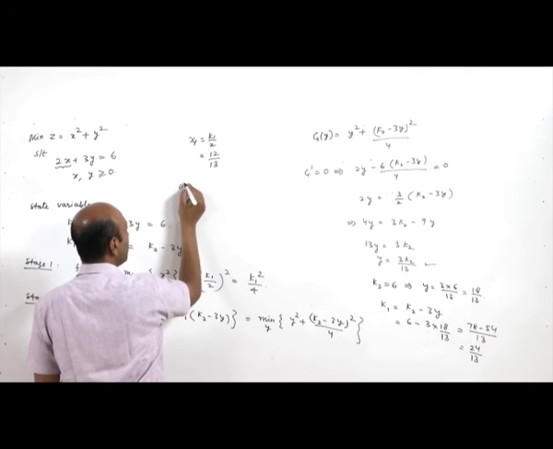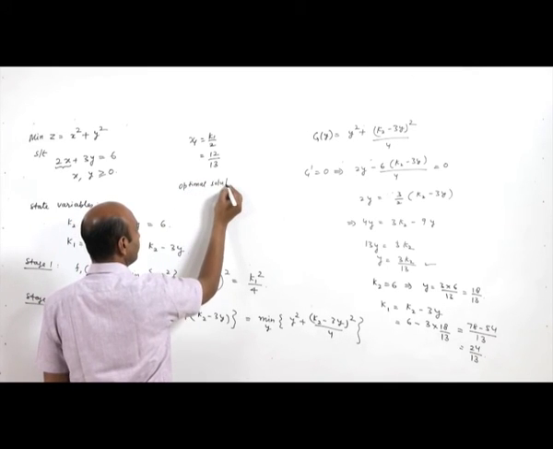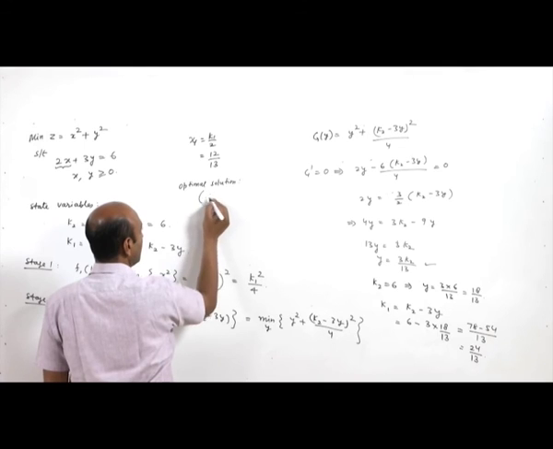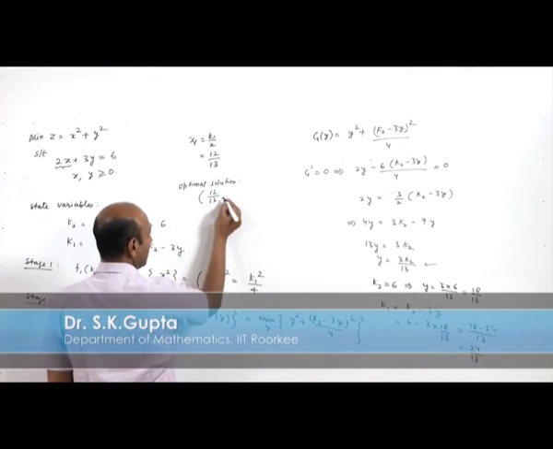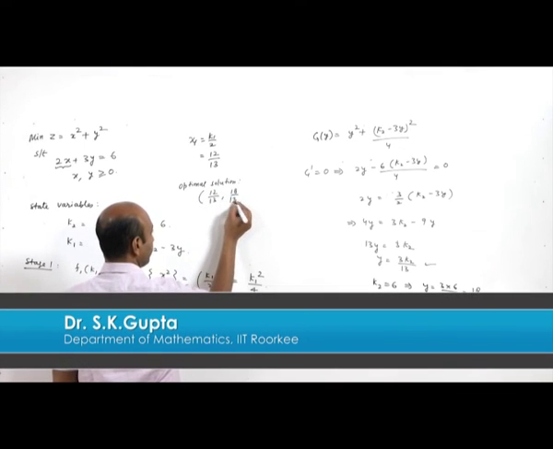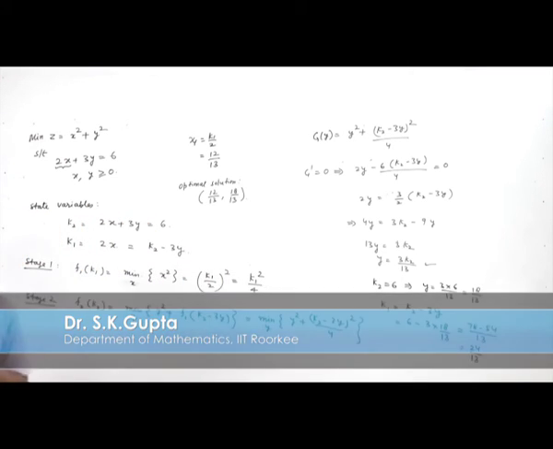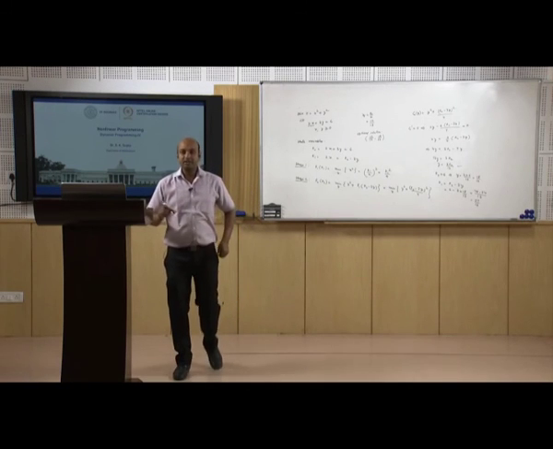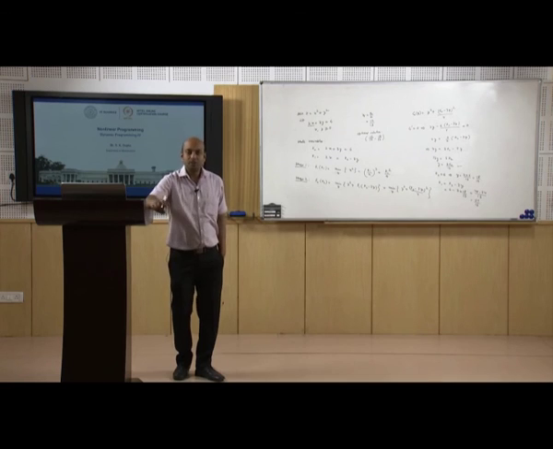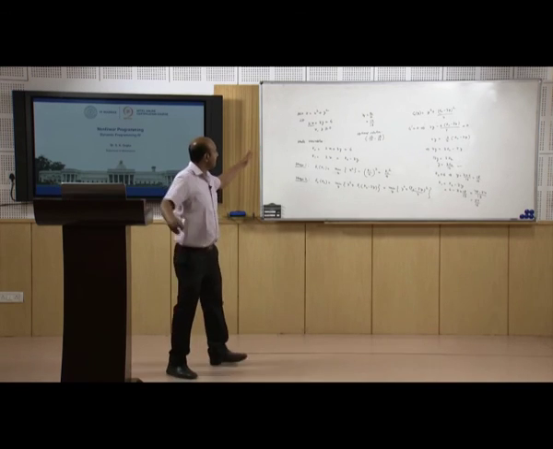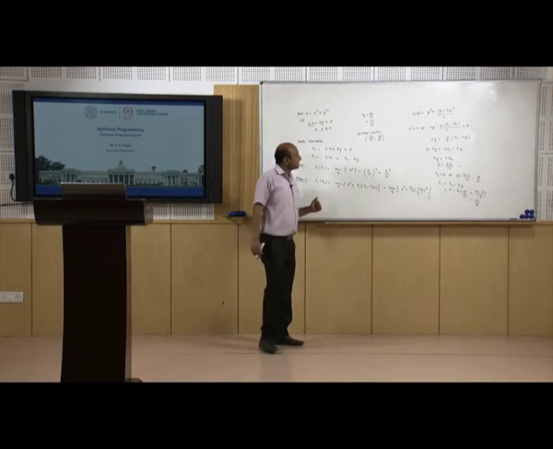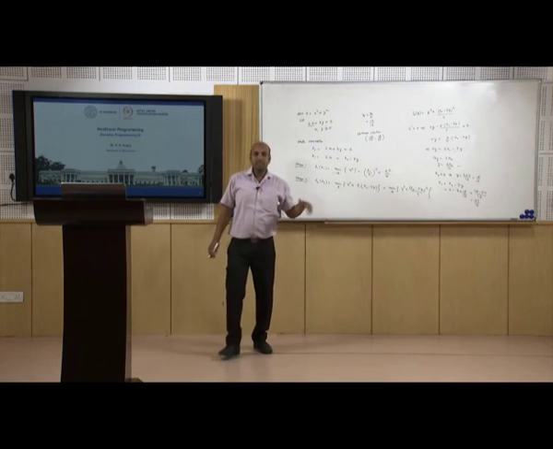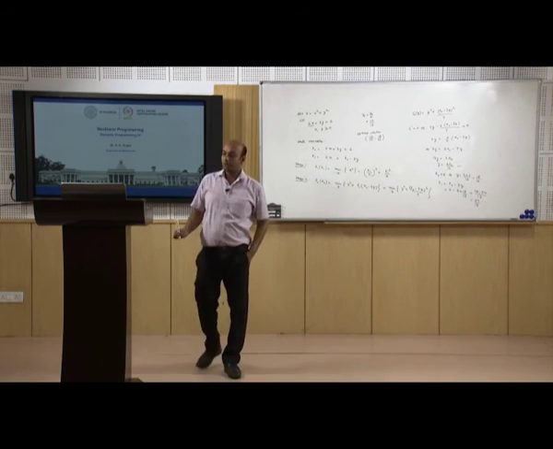So the optimal solution is 12 upon 13 and 18 upon 13. So this is the point which is at the nearest distance from the origin and on this straight line. So that is how we can solve this type of problem also using dynamic programming.